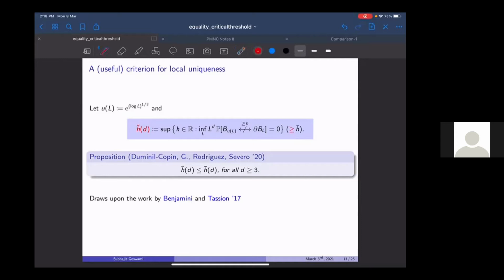So what it's basically telling you is that h tilde is something below which, when h is less than h tilde, the probability that this tiny thing, which you can almost think of like a point, something like that.